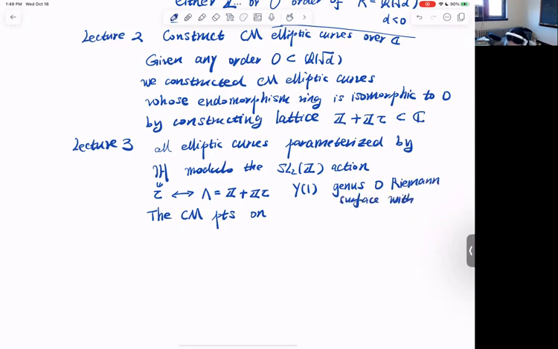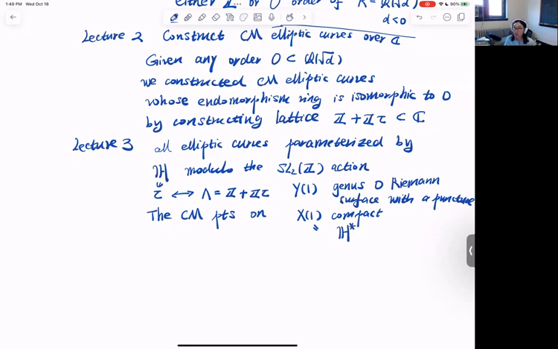With a puncture. And when we compactify it, we get X1. This is a compactification. We compactified it by adding points on the upper half plane.